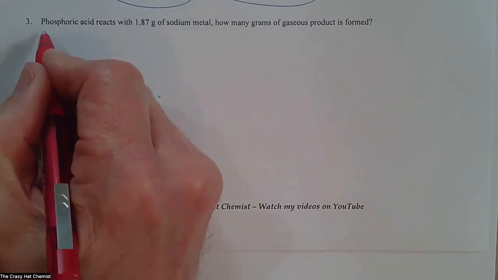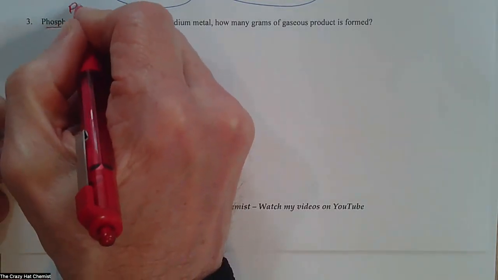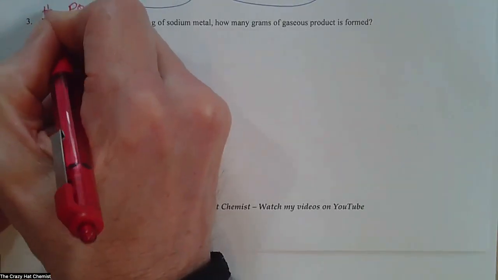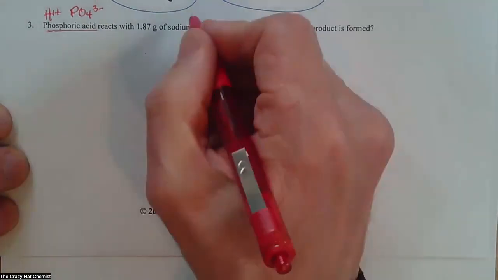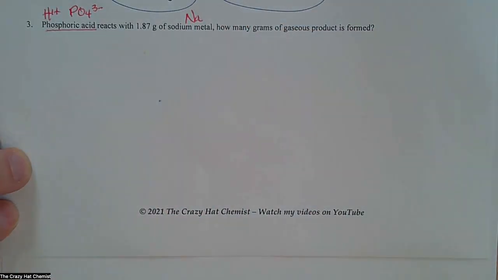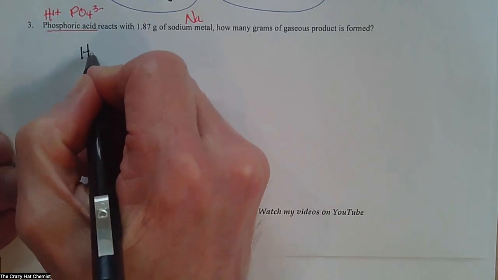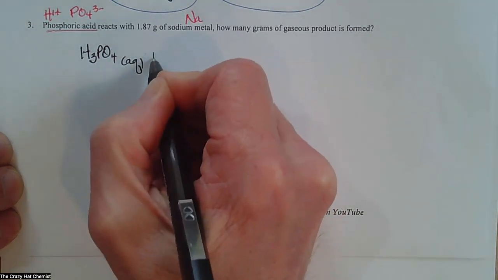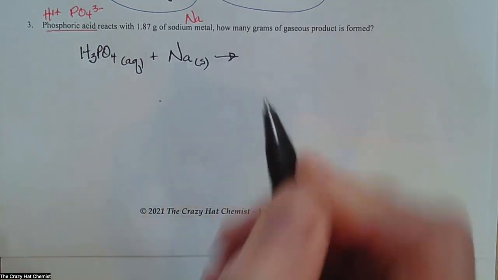So here we go. This next problem has phosphoric acid. That is coming from the phosphate ion, which is PO4 3 minus. And all acids have hydrogen, so that's hydrogen like that. Okay, and then sodium metal. Sodium metal is Na. All right, so we're going to find out what happens on this one, and we're going to write H3PO4, that's aqueous because it's an acid, plus Na, and that's a solid because it's an element in its standard conditions.